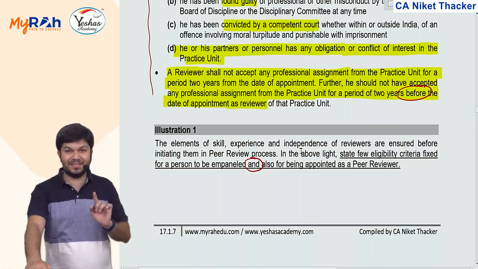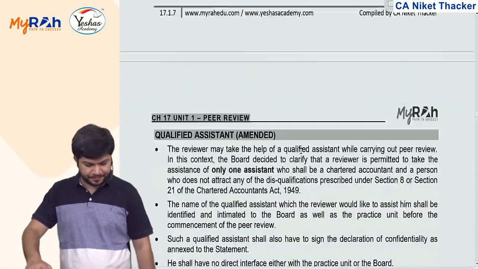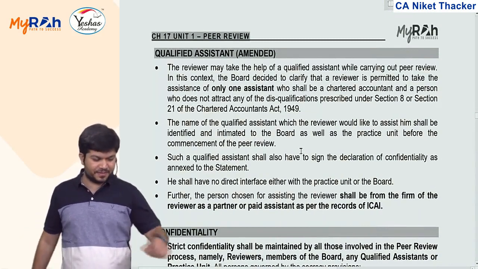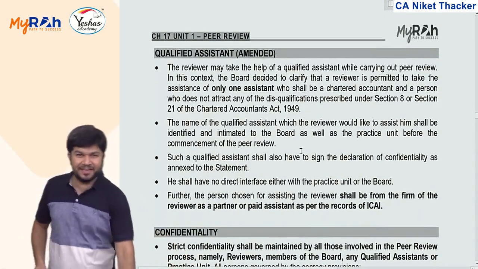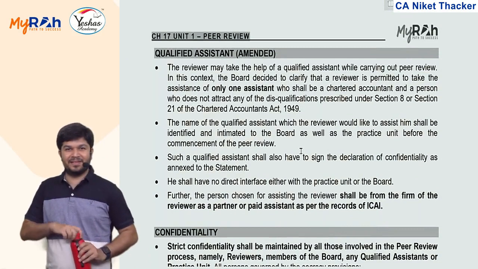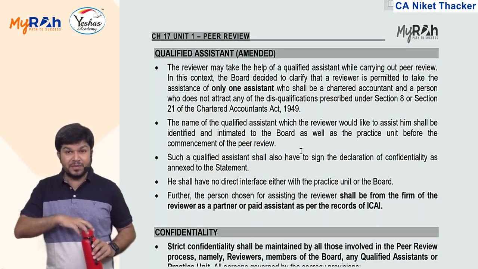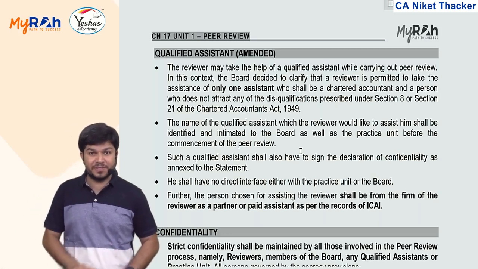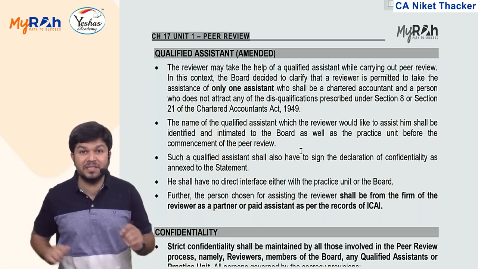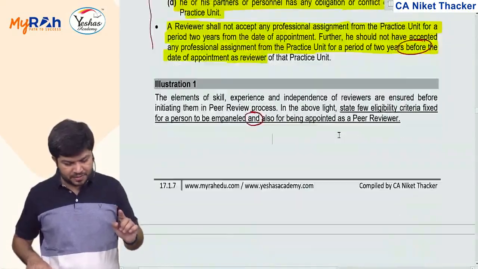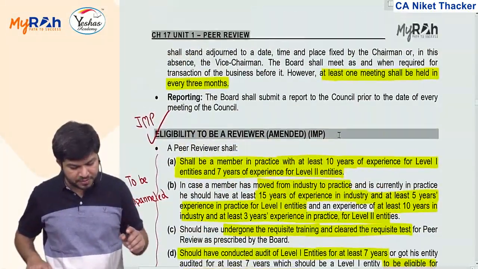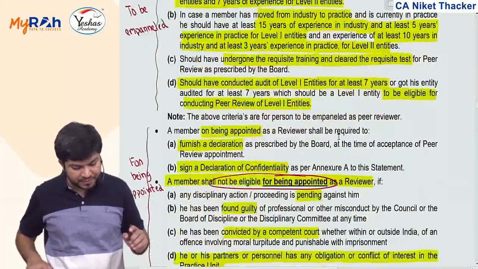Important is understanding the things. Next, qualified assistant. Okay, I go for a review. Can I take an assistant with me? A reviewer can be a person, not a firm. Reviewer is always a person. Okay, I just write over here: peer reviewer is always a person. He cannot be a firm.